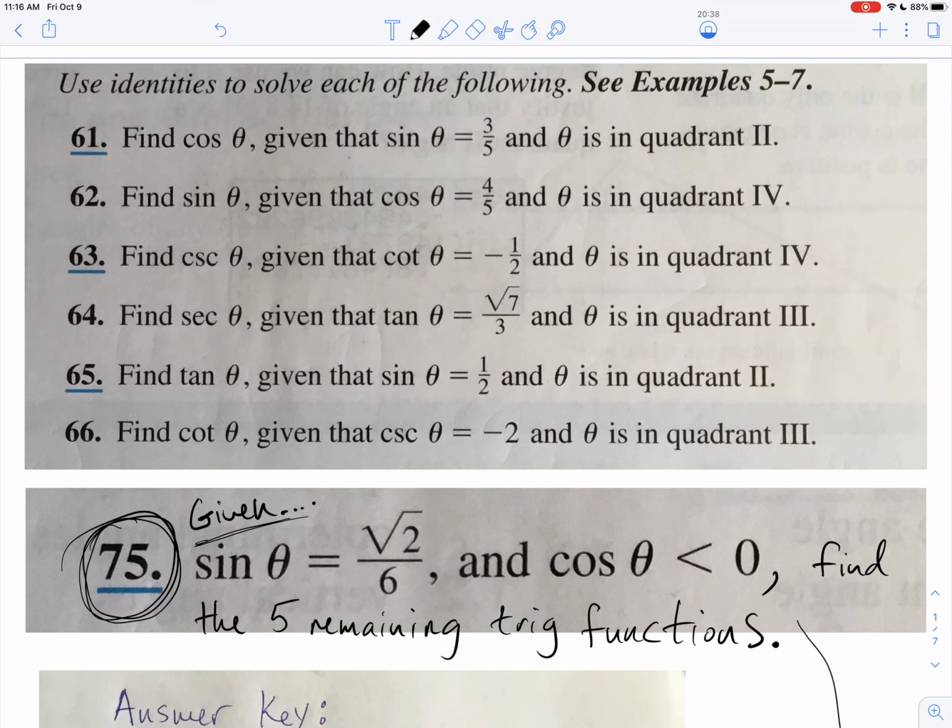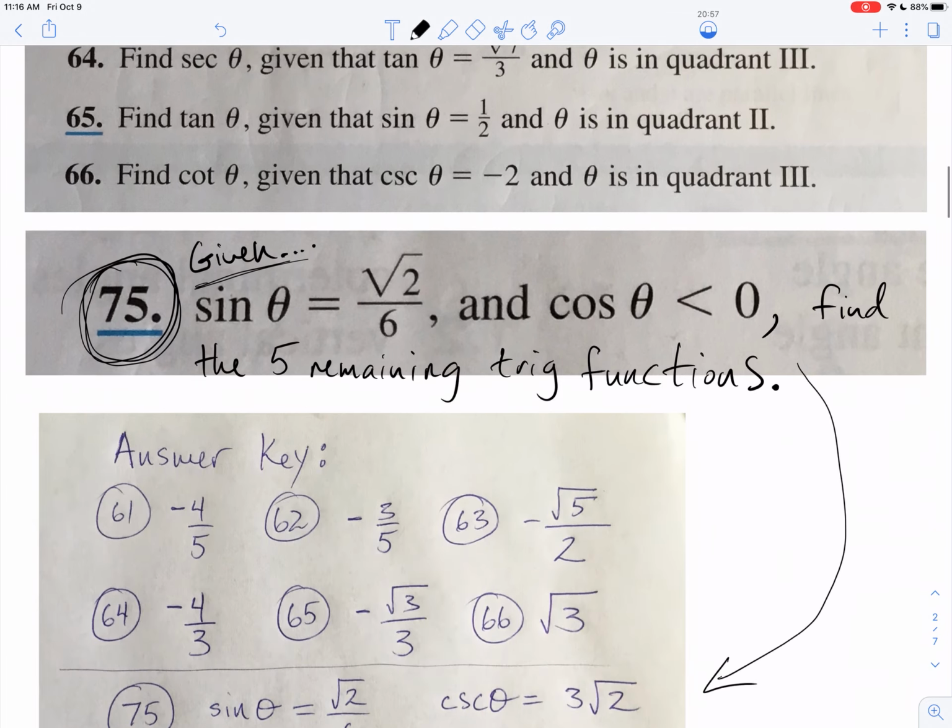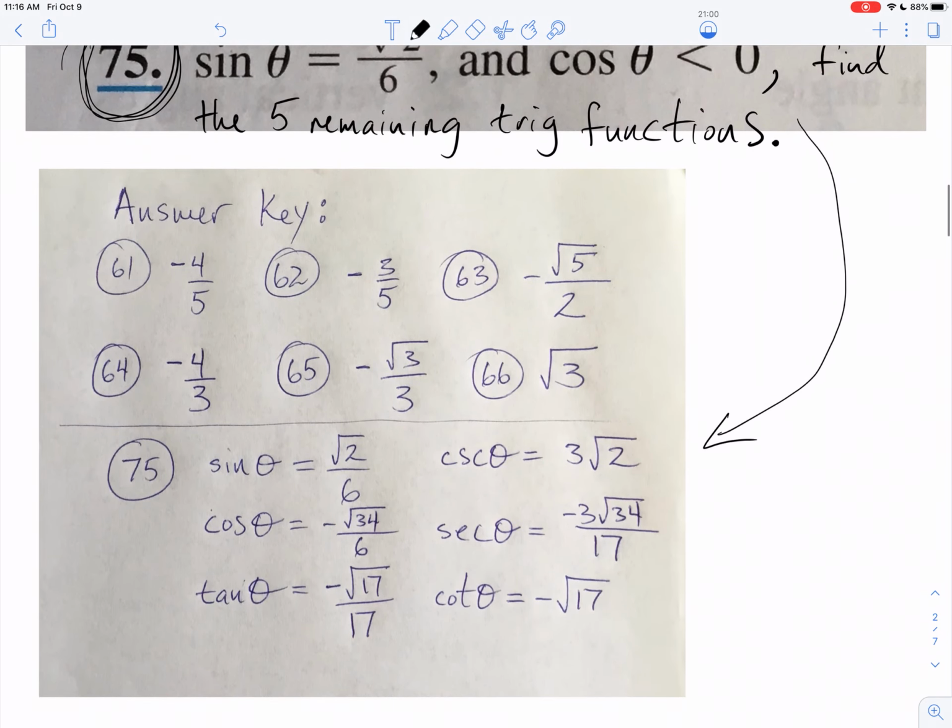All right, but they're a little bit kinder to you because they tell you which quadrant to look in, but not on number 75. Number 75, they do not tell you which quadrant to look in, but you can deduce it. You can do your detective work. Also, number 75, they ask you for all 5 trig functions, so that's why there's more answers for 75. And you'll see, 61, 62, you luck out on those ones. They're nice and pretty. But get the sign right, because that's what's important, making sure you're in the correct quadrant.